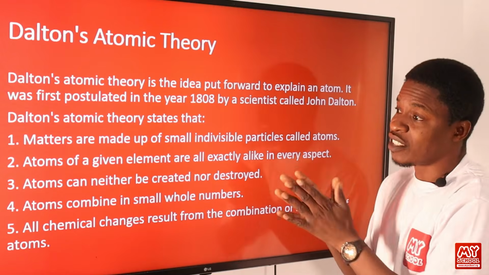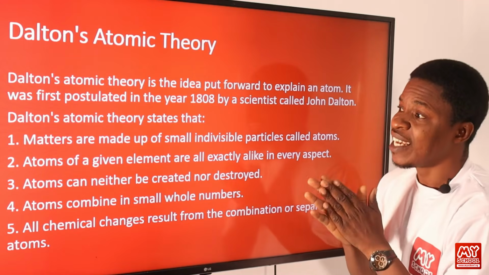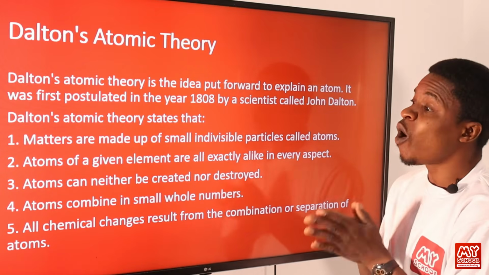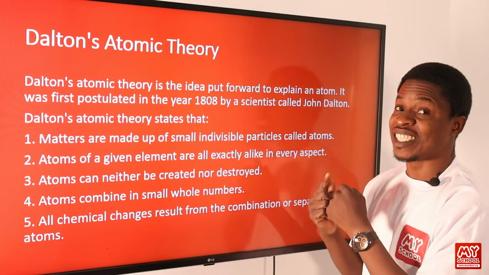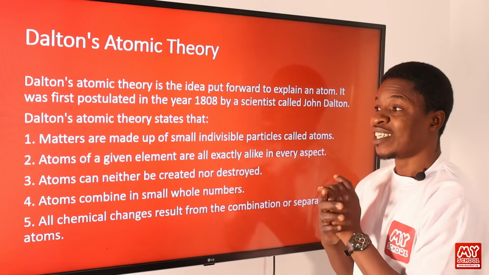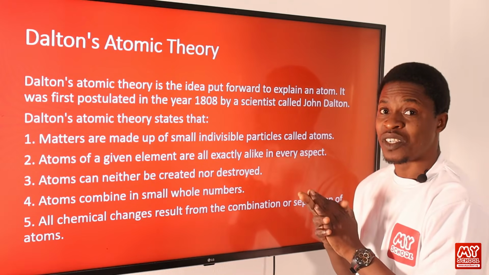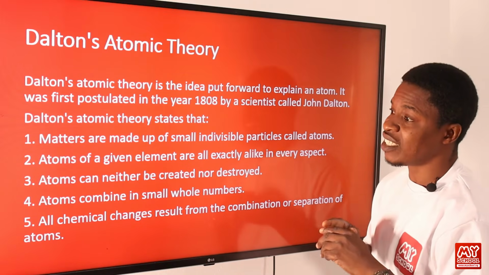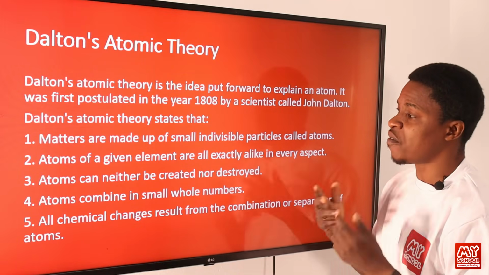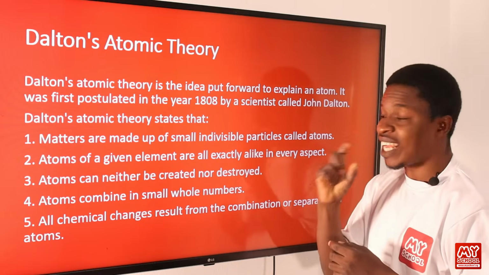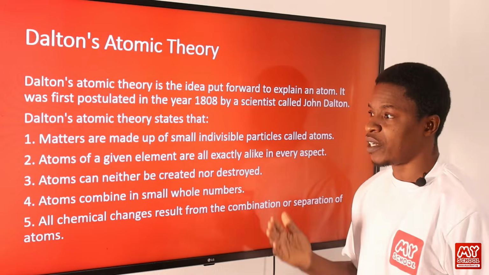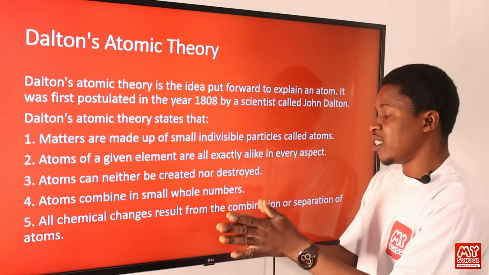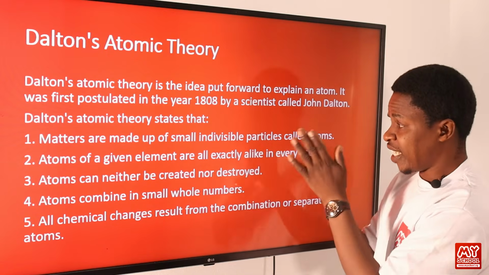Those were the works of Dalton. Let's look at the first one. It says that matter is made up of small indivisible particles called atoms. We are going to see the reason why this theory about matter will no longer hold. So that was the first thing he said. The second one, he says that atoms of a given element are all exactly alike in every aspect. That the atom of a particular element is the same in every aspect as every other one.